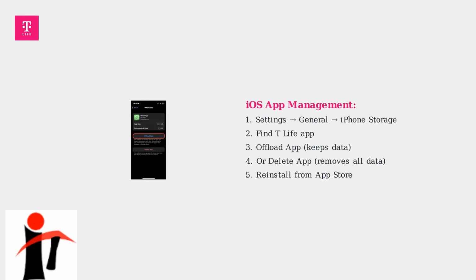iOS handles app data differently. Instead of clearing cache manually, you'll need to offload the app, which removes the app but keeps your data, or delete it completely. Go to Settings, General, iPhone Storage, find T-Life, and choose either Offload App or Delete App.